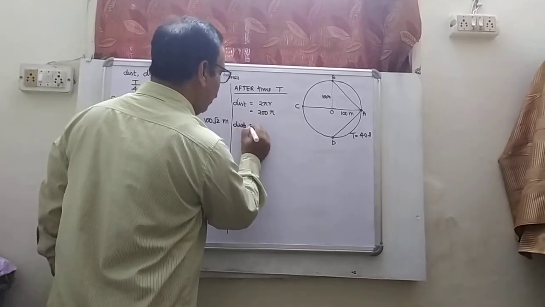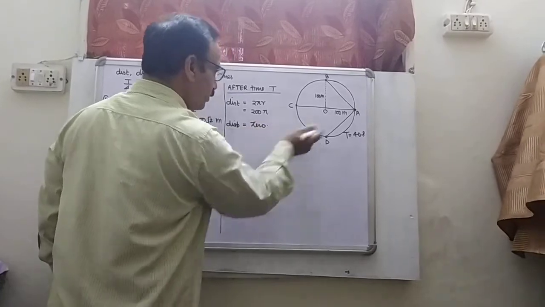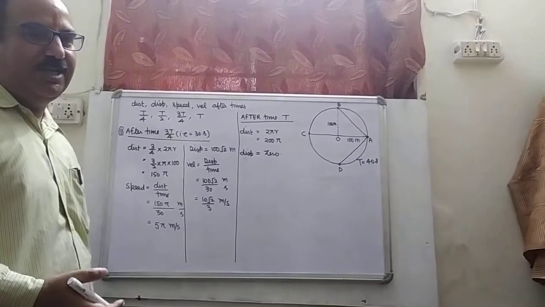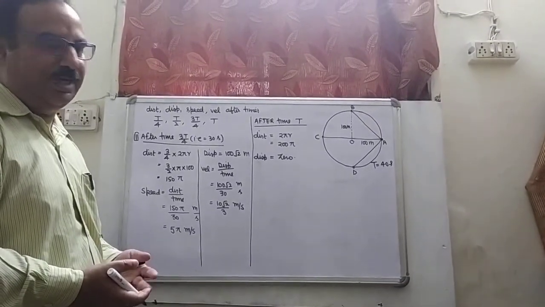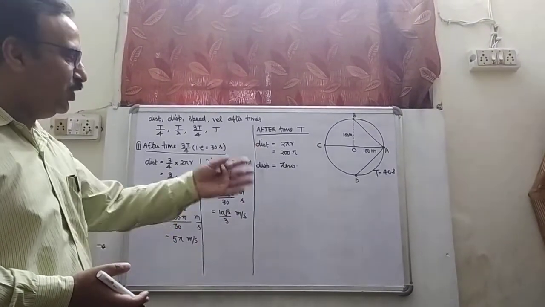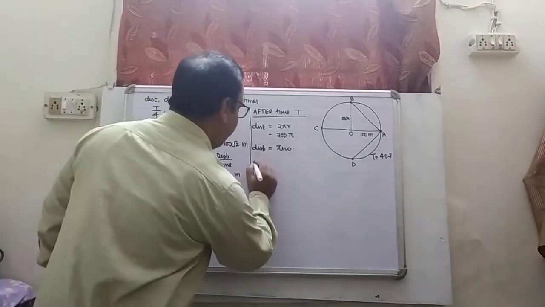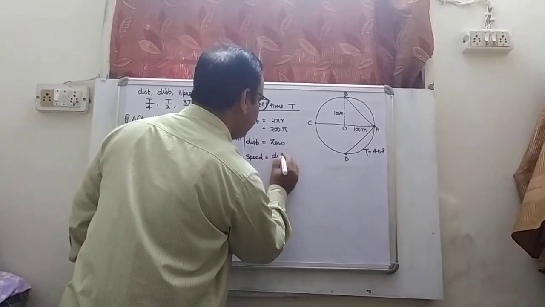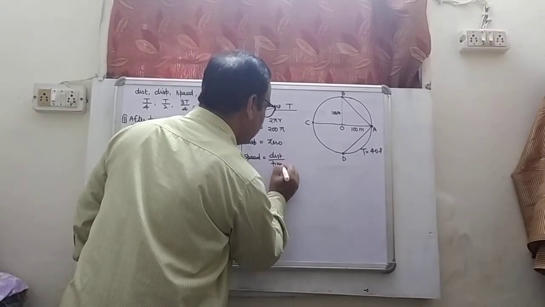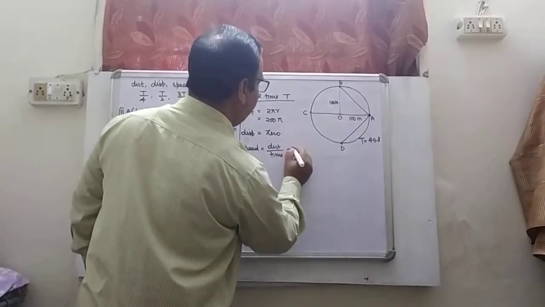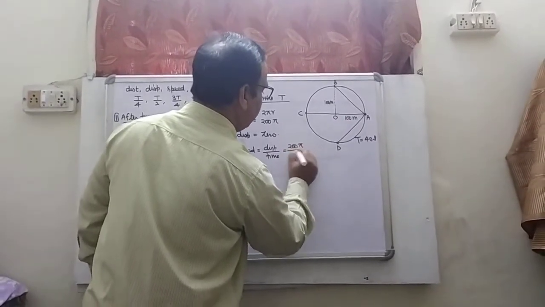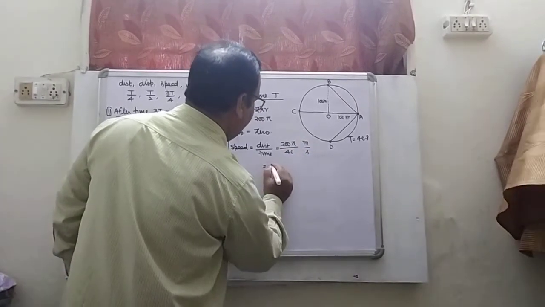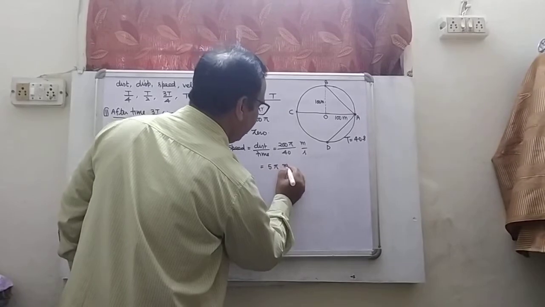Displacement will be 0. Initial and final positions are identical, and that is why we get 0 displacement. Now speed, distance covered by time. Distance covered is 200 pi, time is 40 seconds. So speed is again 5 pi meter per second.